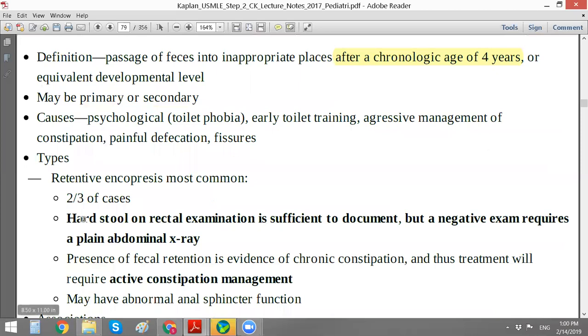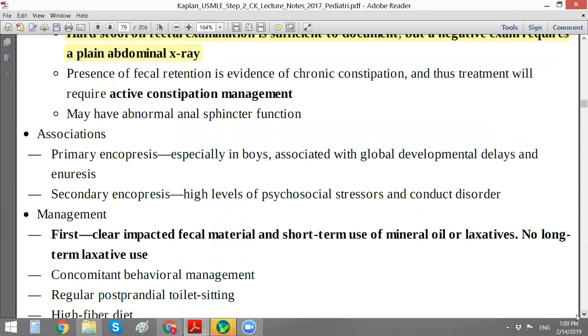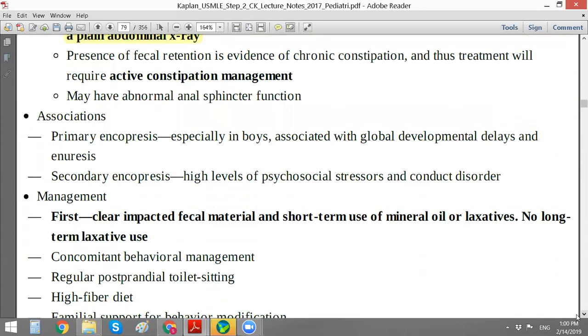Retentive is most common, two-thirds of the cases. Hard stool on rectal exam is sufficient to document, but a negative exam requires a plain X-ray. Presence of fecal retention is evidence of chronic constipation. Thus, treatment will require active constipation management. May have abnormal anal sphincter function. Associations: primary encopresis, especially in boys, is associated with global developmental delays and enuresis. Secondary is associated with a high level of psychosocial stresses and conduct disorder.